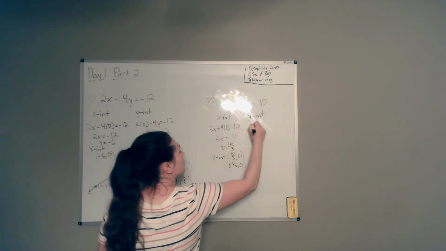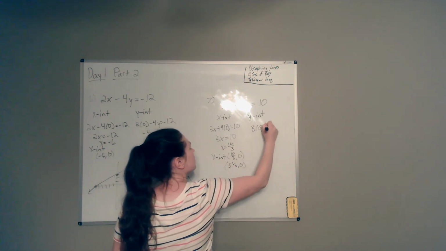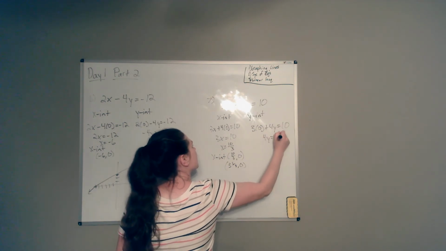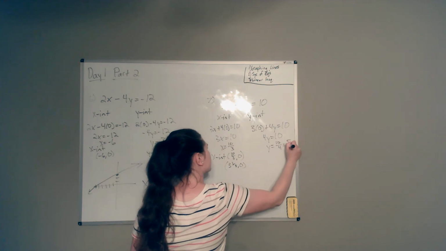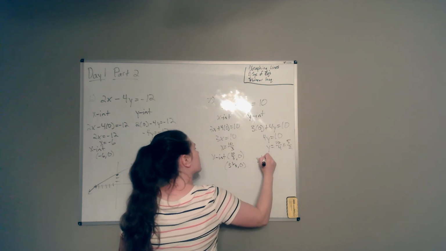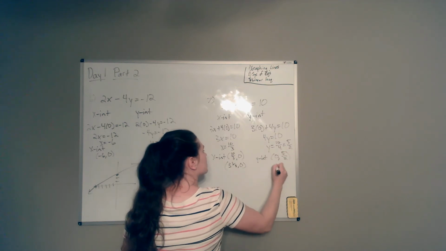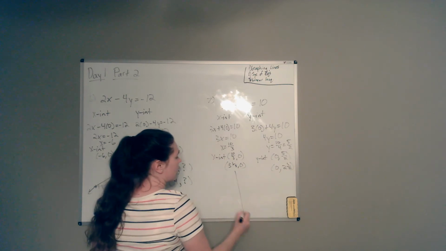And then for our y-intercept, we've got 3 times 0 plus 4y equals 10. So 4y equals 10. Y equals 10 over 4. That simplifies to 5 over 2. So our y-intercept is 0, 5 halves, which is the same as 2 1/2. So we can graph that.